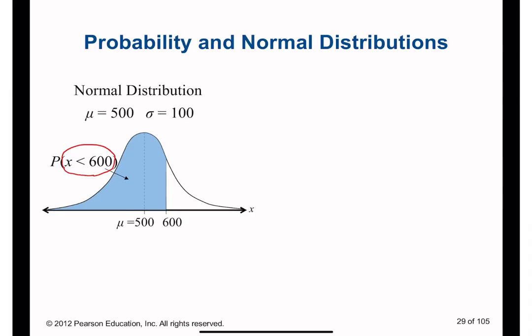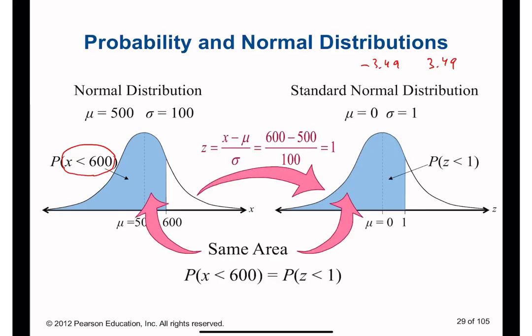X can be any number, anything. The z-score is the one that is limited from negative 3.49 up to positive 3.49. Remember, we are standardizing. The formula for z-score is x minus mu over sigma. X is our value, mu is the average, and sigma is the standard deviation. In this case, we plug in our values: 600 minus 500 over 100.